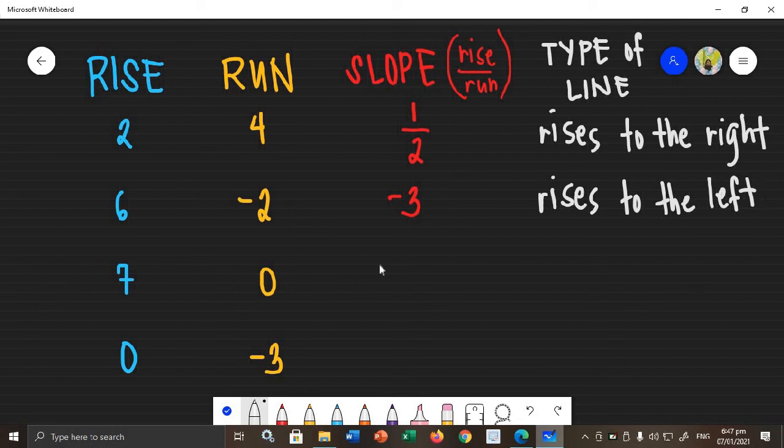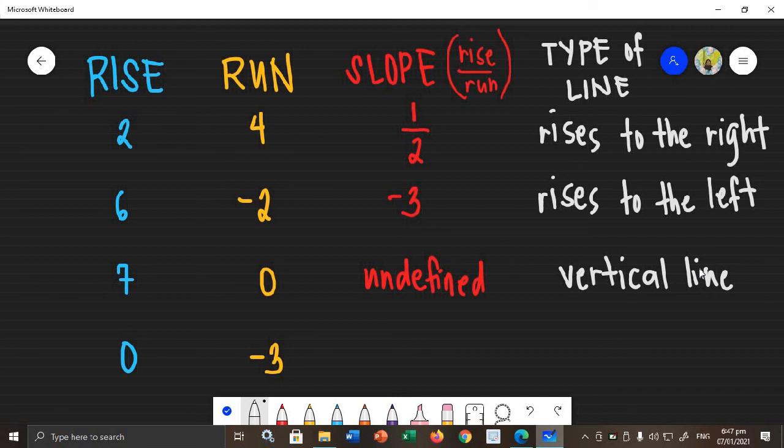Okay? And then, the third one, we have 7 as our rise and 0 as our run. If we get the slope of this example, we will get 7 over 0. Kapag yung denominator mo yung 0, that is undefined. Therefore, kapag ang nakuha niyong slope ay undefined, the type of line that you will get if you graph it is a vertical line.